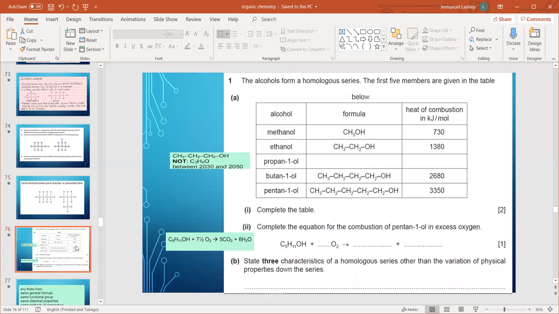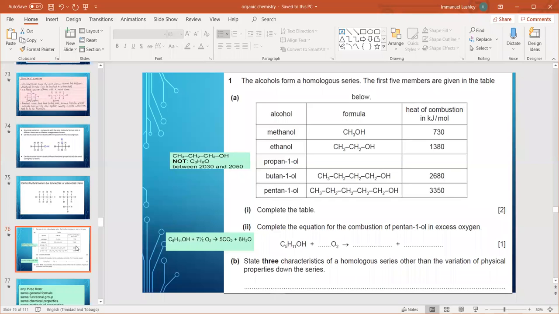All right, so let's take a look at a question or two. The alcohols form a homologous series. The first 5 members are given in the table below. You have methanol, ethanol, propan-1-ol, butan-1-ol, pentan-1-ol, and they show the formula for methanol, CH3OH, ethanol, CH3CH2OH. Then they skip propanol, and then they have butan-1-ol, CH3CH2CH2CH2OH, and then pentan-1-ol, CH3CH2CH2CH2CH2OH. They show you the energy given off for the heat of combustion.